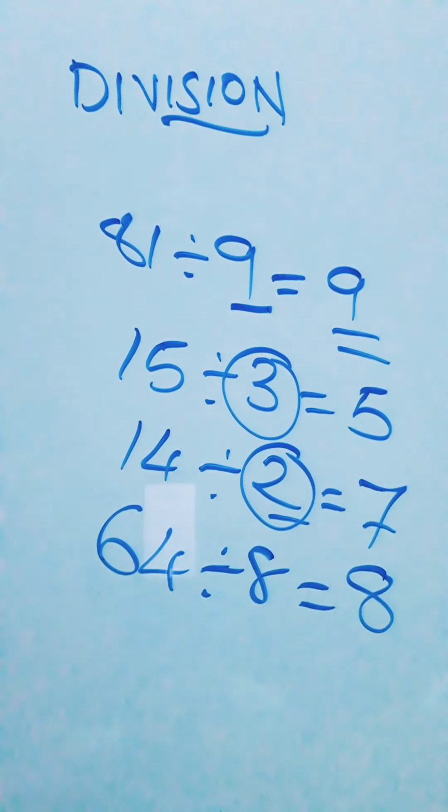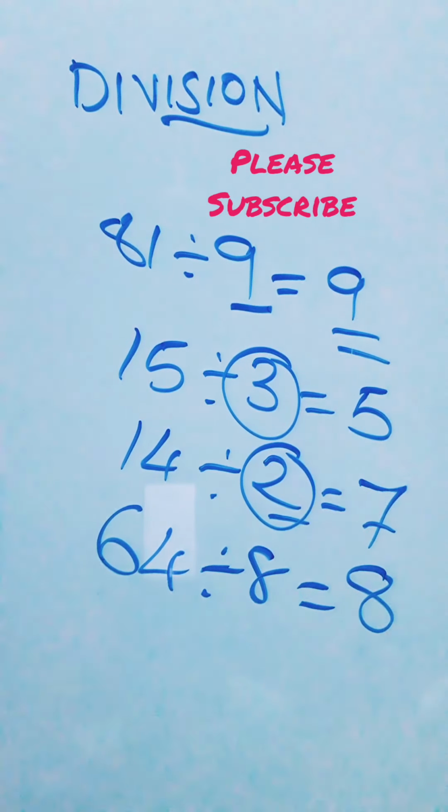So friends, I hope this is clear. This is just an introduction to why we have to divide. If we want to distribute something, we have to divide it. Sometimes it is equal distribution, sometimes unequal distribution. These are all equal distribution. Unequal distribution means we will get a remainder also. That we have done in the long division video.